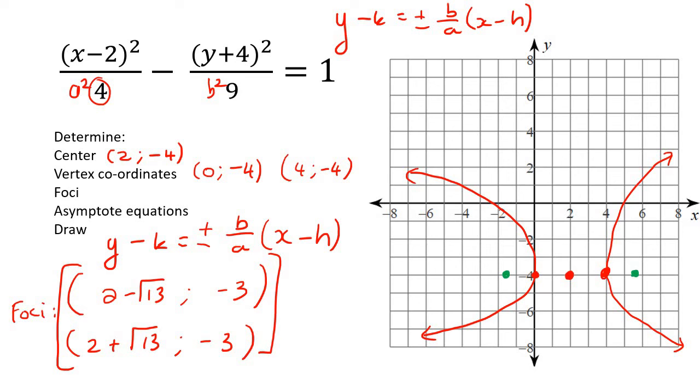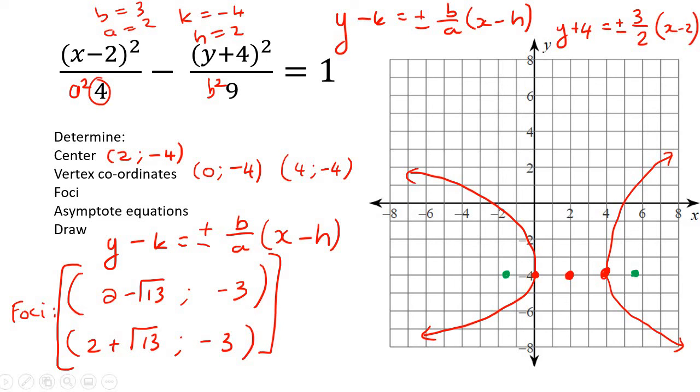Okay, so k we said was negative 4, h we said was 2, b is 3, and a is 2. So it's going to become y plus 4, because it's minus negative 4, equals to positive and negative, then b is 3, a is 2, and then x take away 2. And that would be your asymptote equations.